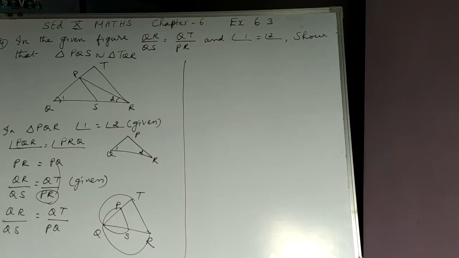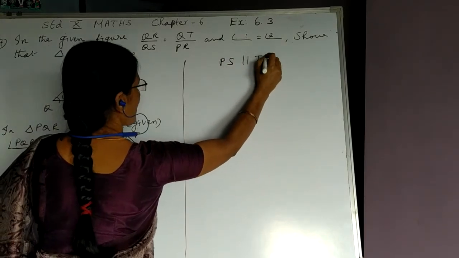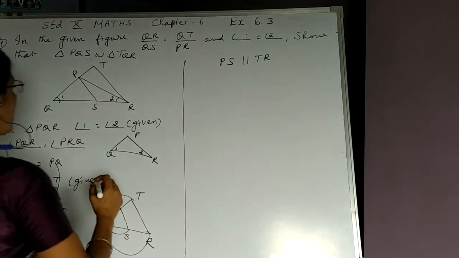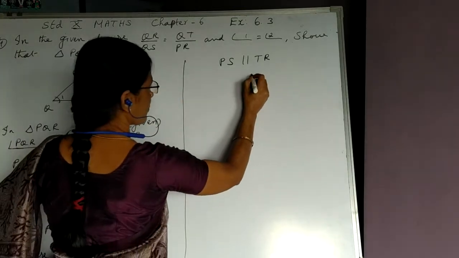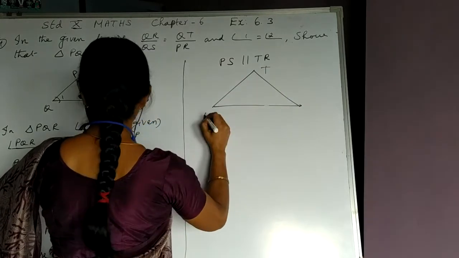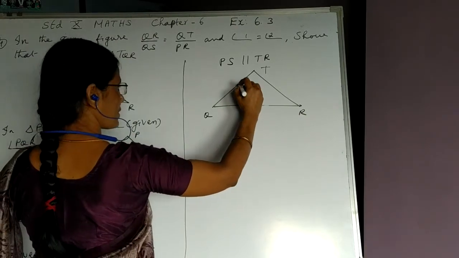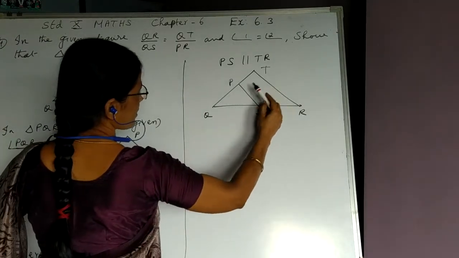Therefore, by converse of BPT, right? Which two line segments are parallel? PS is parallel to TR. These two line segments are parallel. Okay. Now I remove triangle TQR and PQS. Once again, so it is TQR and PQS. Right. These two lines are parallel lines.